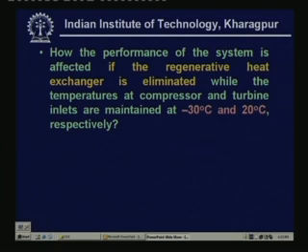And the second part of the problem is we have to compare the performance of this system with a system which does not have a regenerative heat exchanger. That means you have to compare this system with a simple system which does not have a regenerative heat exchanger. And for the simple system, the input data is the temperatures at the compressor and turbine inlet are minus 30 degrees centigrade and 20 degrees centigrade respectively, and pressures are same as before, that is 100 kilopascal and 1000 kilopascal.